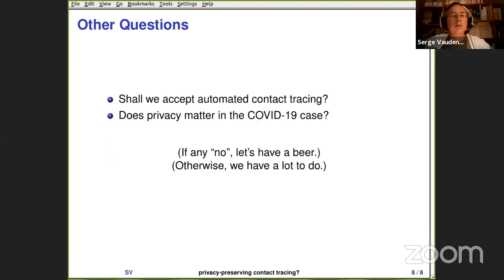And I would like to finish with two questions, which are not clear to me. First question is, shall we accept automated contact tracing or not? So for me, the answer is not clear at all. Does privacy matter in the case of this situation? It's not clear at all either. If the answer is no to these questions, then we can just stop the discussion and have a beer. But if the answer is yes to both questions, and I'm sure that we have a lot of work to do to make it privacy preserving. Thank you very much.